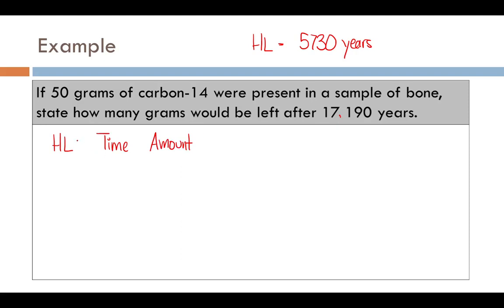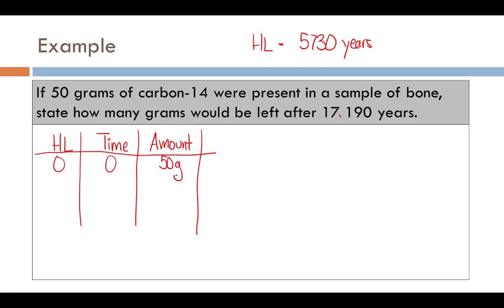It just makes sense for me to put half-life first. And then I'm going to draw some lines down like this to separate my columns, and I usually draw a line like that just to make it neat. Now we're going to start here at 0 and 0, and we're going to make sure that the amount is 50 grams. Okay, you have to start at 100%.